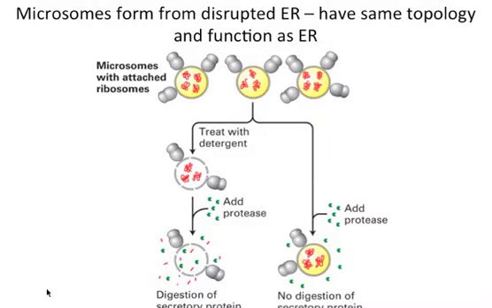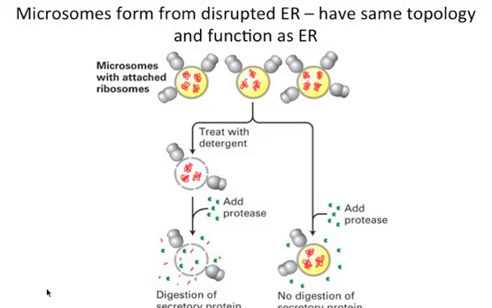Okay, so we're talking about microsomes and why we're using them. So we're using them to study the ER function. So if you've got microsomes and they've got attached ribosomes and you treat them with detergent, what does detergent do to membrane? Breaks it down, right? So now you've popped open the microsome, right? If you add protease, what does it do to proteins? So basically, if you treat with detergent and you add protease, you're going to digest your secretory protein, which was inside the microsome.